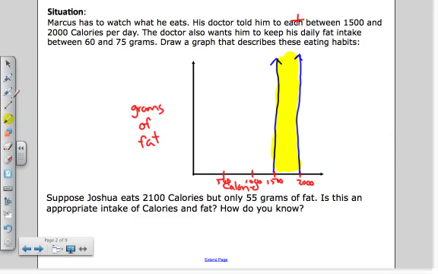Okay. So we have, the doctor also wants him to keep his fat intake between 60 and 75 grams. 10, 20, 30, 40, 50, 60, 70, 80. So right here is 80, so we want to be right about there for 75. So I'm going to go ahead and graph that like this.